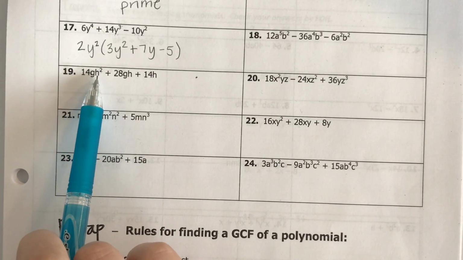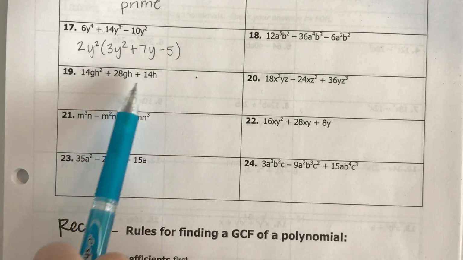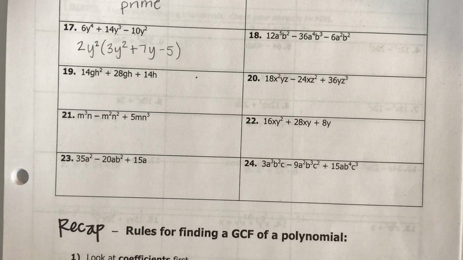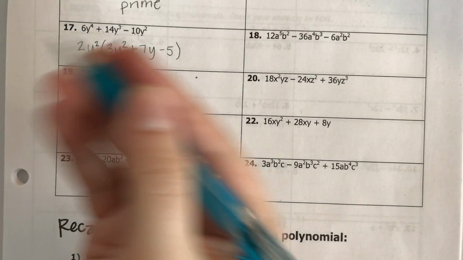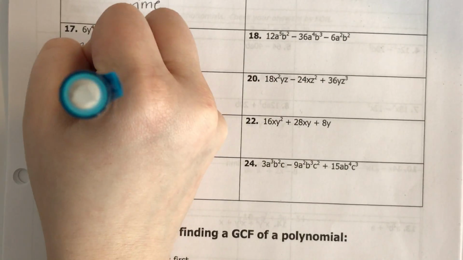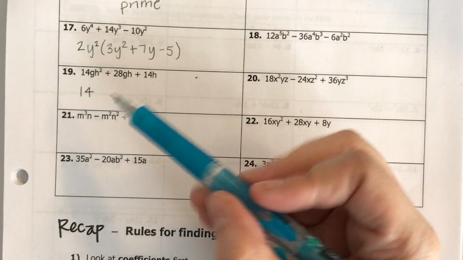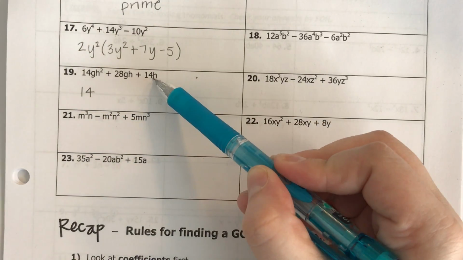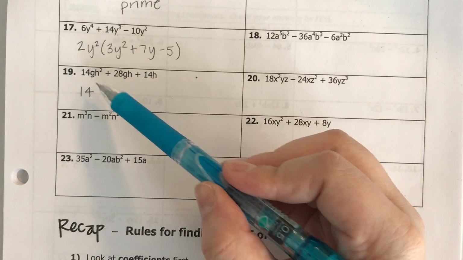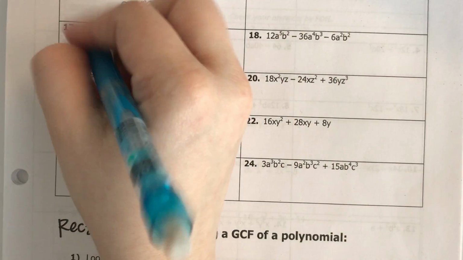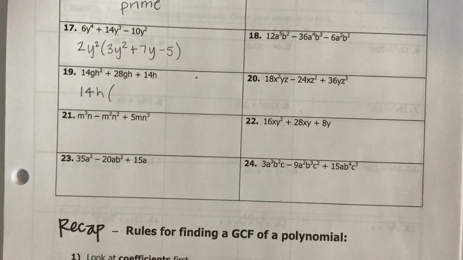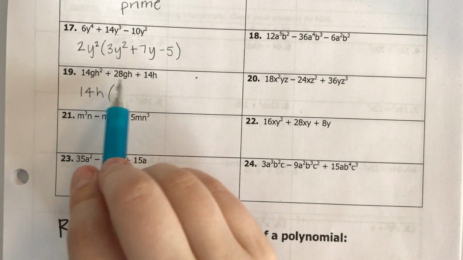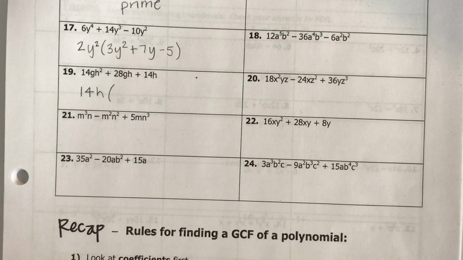14gh squared plus 28gh plus 14h. First of all, what number can I take out of everything? I can divide out 14 by everything, so that's good. Let's look at the letters now. This has G, G, no G, so I can't take out a G. H squared, H, H. I can take out one H. I can divide by one H. So 14H is the greatest common factor between all 3. That's the goal. You want to find the greatest common factor of all 3. Not just 2, but everything.